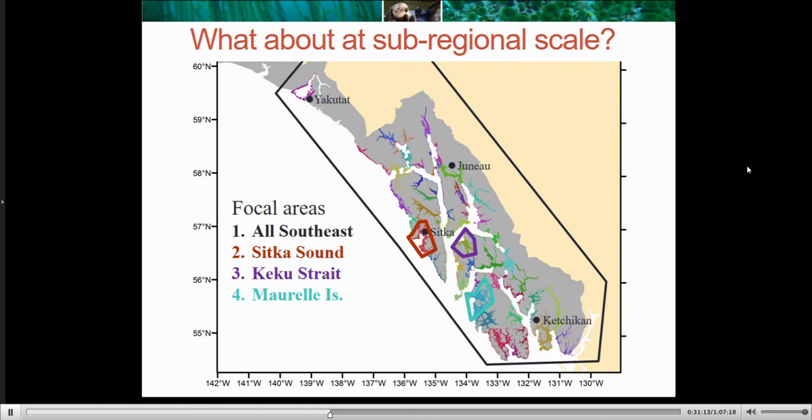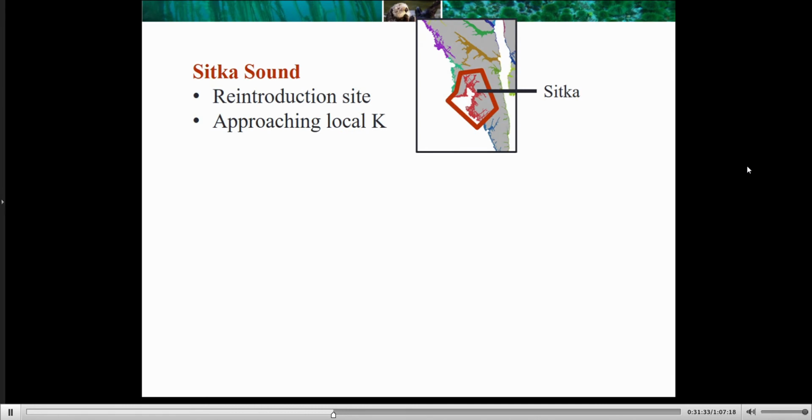However, we want to look at this at smaller spatial scales. So we're going to take a look at those per capita rates at two scales: for all of Southeast Alaska, and then for three subsections or subpopulations within Southeast Alaska: Sitka Sound, Keku Strait, and Maurelle Islands, which you can see in polygons here on this map. So Sitka Sound is one of the reintroduction sites, and this is an area that we believe was approaching carrying capacity, although you'll see in a minute there may be some question about that.